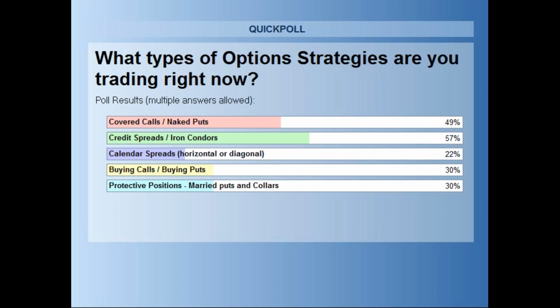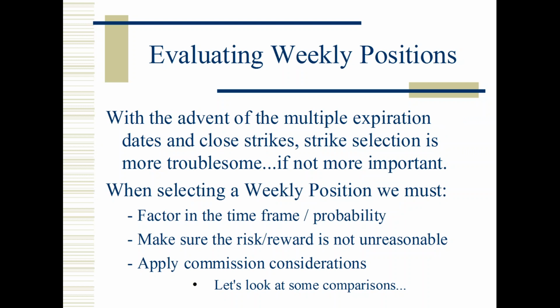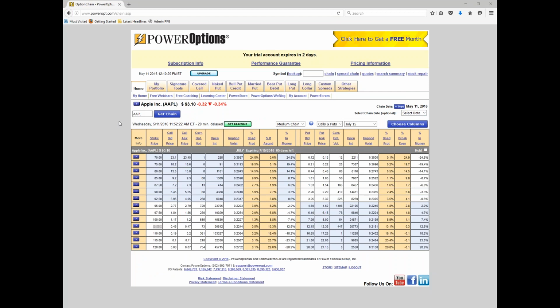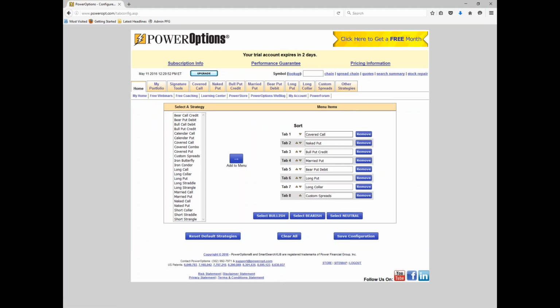All right, so let's go ahead and hide that. And I want to navigate over to the PowerOptions suite of tools. Now to begin, we've already got bull put credit, bear call credit, and some of our strategies set up as well. Let's see here, we've got long put added, we'll keep that there, and long collar there also. Okay, I don't have calendar spreads there, so let me go ahead and remove the custom spreads and we'll add calendar call to our configuration.